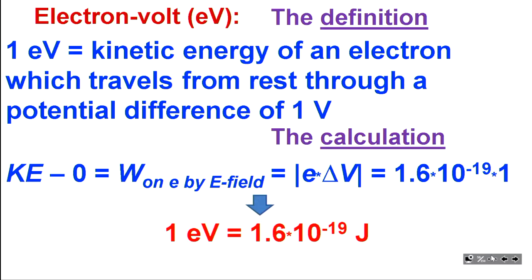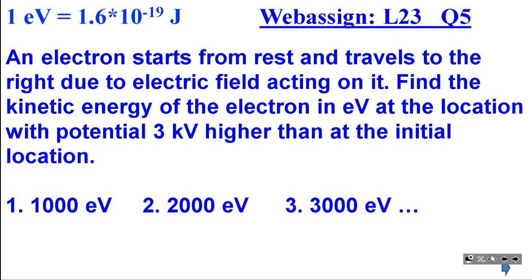Energy. Not potential, not voltage. Sounds like that, but it is energy. We can practice first in using electron volts, and then we can convert joules into electron volts. Question: a single electron starts from rest, travels through a potential difference of 3 kilovolts. What will be its final energy measured in electron volts?